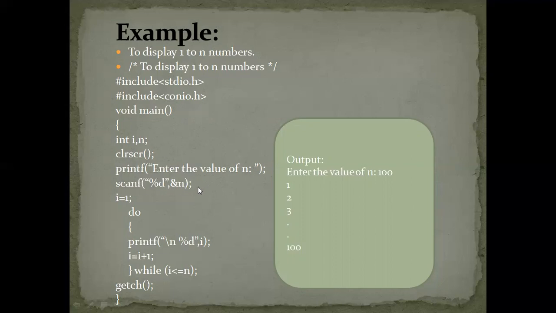So I'm reading the number, that is 100, from here. Initially the i value is equal to 1. So do enters into the loop. 1 will be printed.